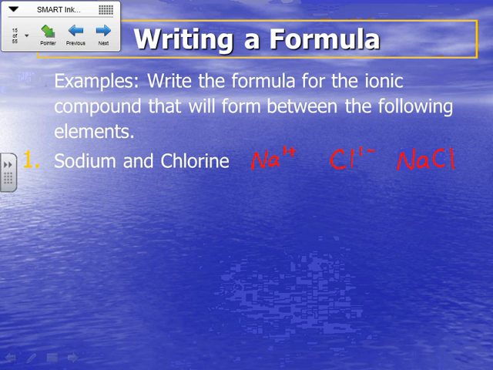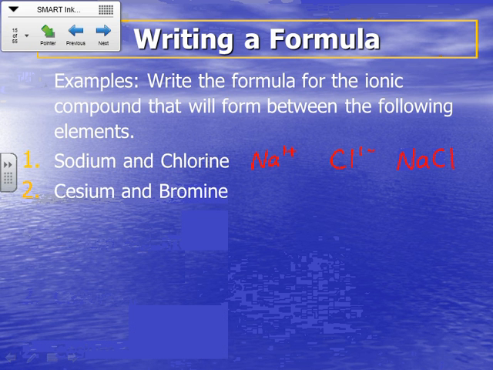Okay, so there's that. Number 2, cesium and bromine, okay? What's the charge on cesium? Gotta find it first. Cesium is Cs. What group is it in? In the first group, so it has one valence electron, so it's going to form the charge 1 plus. Okay, everything in group 1 is going to form a 1 plus charge. Cs is a 1 plus.